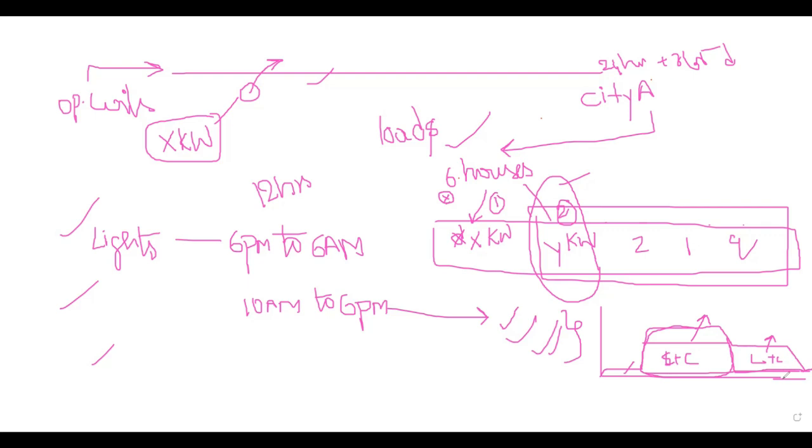Suppose daily you are having some process where I have to cut 50 pieces. So 50 pieces are cut by that machine for some 3 hours. So that machine is working only for 3 hours.